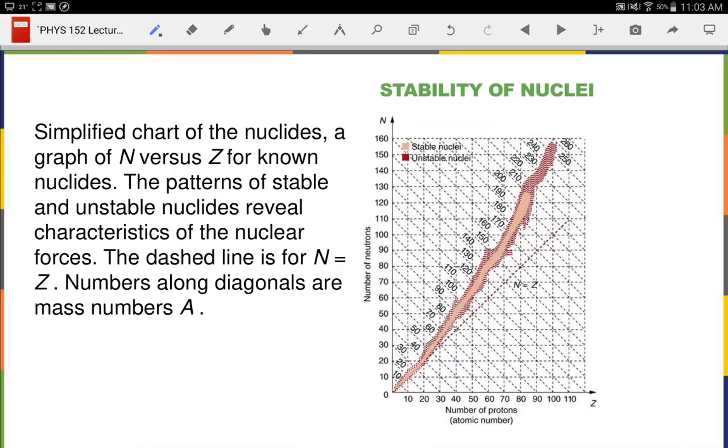If you compare the number of protons to the number of neutrons in stable nuclei, for low masses, they're basically the same. So for instance, helium, 2 and 2. And carbon, 6 and 6. Nitrogen, 7 and 7, for the most stable isotopes. But as you get bigger, that pattern breaks, and you start having more and more and more neutrons.